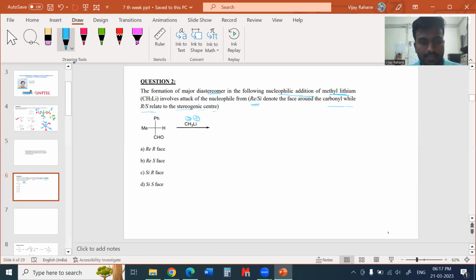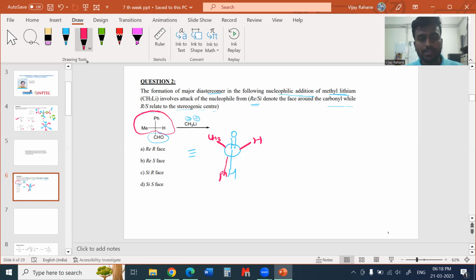This structure can be represented in the Newman projection like this. Here the carbonyl will be, and there will be a hydrogen because it's an aldehyde group. This is the front carbon atom, and the entire other group will be on the back side. On the back side, here will be a methyl, here will be a hydrogen, and the pH will be here. So this will be the structure in the Newman projection.